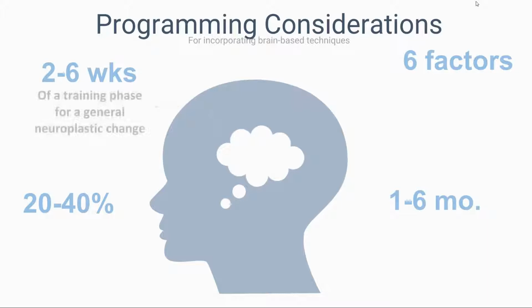Programming considerations, what are the actual phases of this? So according to the research, there's anywhere from 2 to 6 weeks of training phase with a specific set of stimuli for a general neuroplastic change. So sometimes people do this like, oh, is your attention better after 1 rep? You gotta let it adapt, just like structural changes.